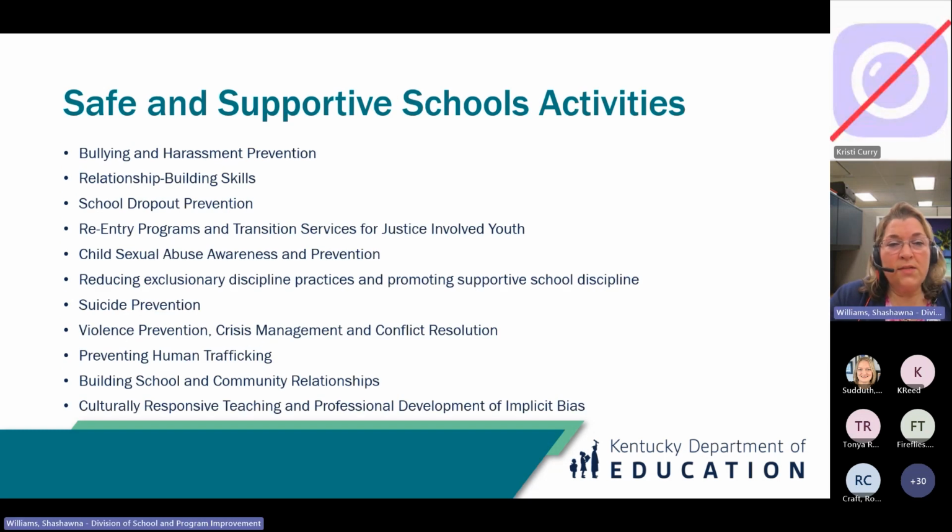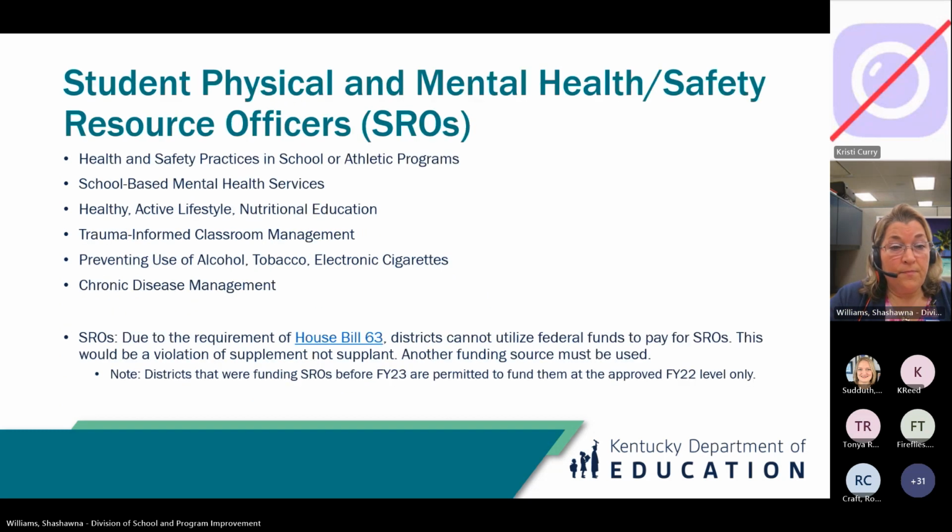Safe and supportive schools activities can include things like bullying and harassment prevention, relationship building skills, school dropout prevention, reentry programs and transition services for justice involved youth, child sexual abuse awareness and prevention, reducing exclusionary discipline practices and promoting supportive school discipline, suicide prevention, violence prevention, crisis management, and conflict resolution, preventing human trafficking, building school and community relationships, and culturally responsive teaching and professional development on implicit bias.